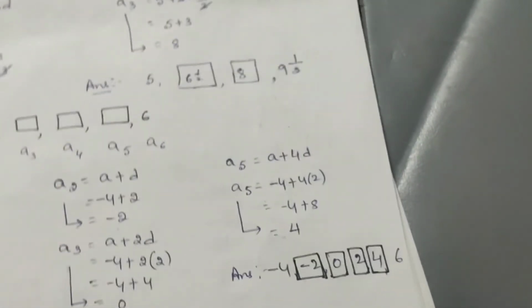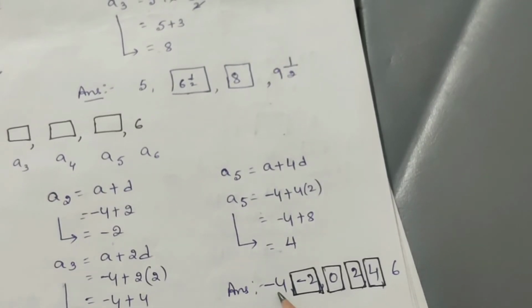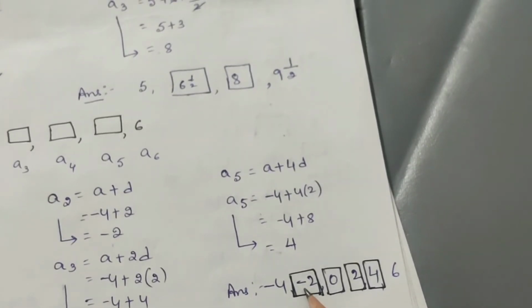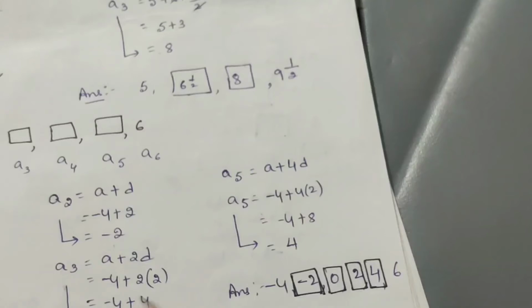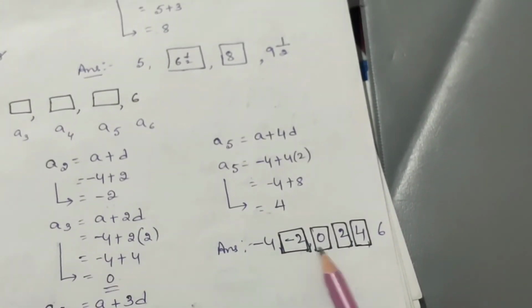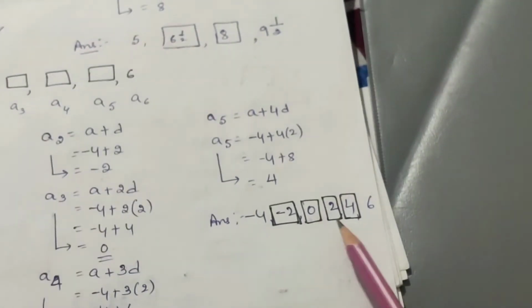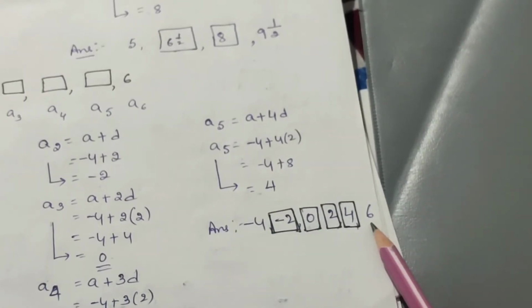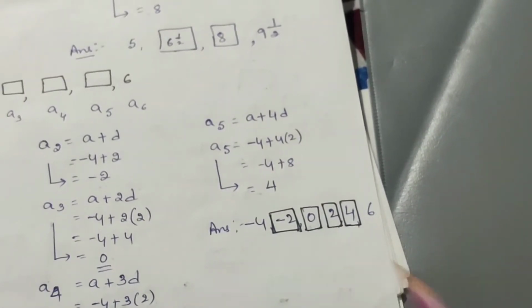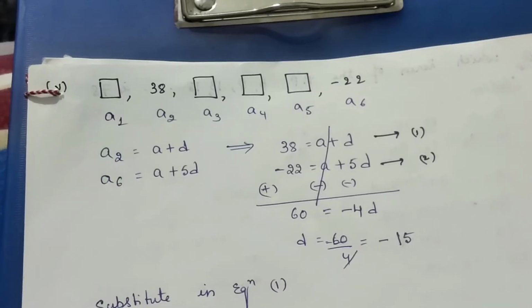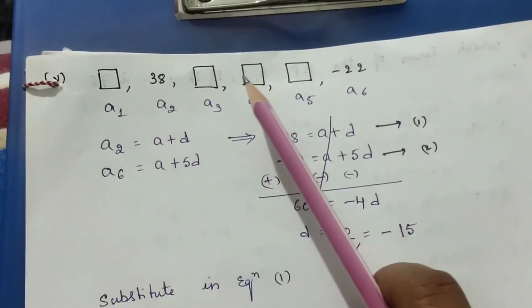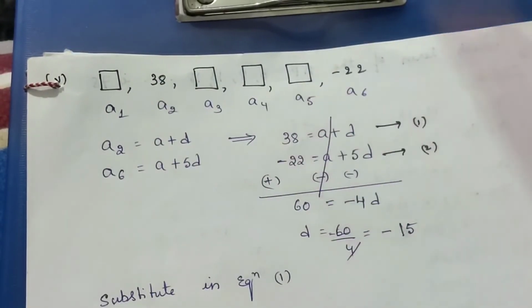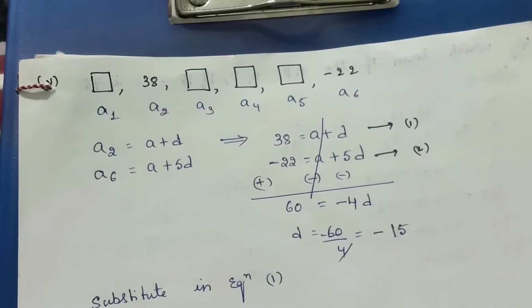Now if you look at the pattern, the first term was minus 4, the second term you know that is minus 2, and the third term is 0, substitute in this box, and the fourth term is 2, substitute in the blank, and the fifth term is 4, and the last term is given. This is the solution.